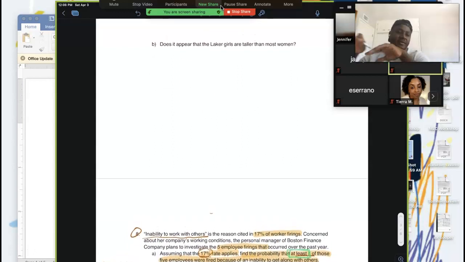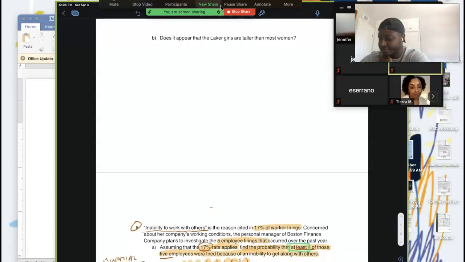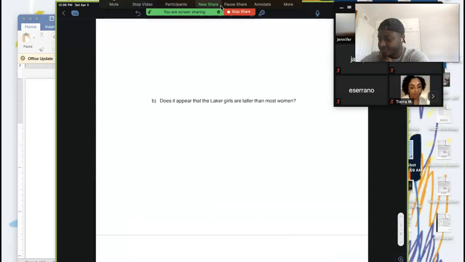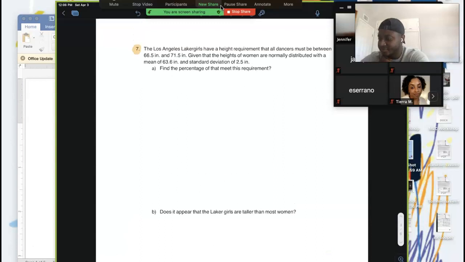Because remember, one of the things with the probability section is that you need to be able to figure out when to use which type of probability. So you can kind of look for key words or key concepts that'll help you figure that out. So do you guys see anything different between number 7 and number 8? Okay, so there's decimals. Anything specific about those decimals? They're in inches, yeah.